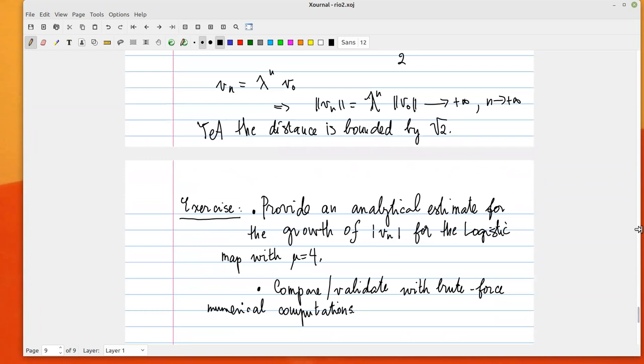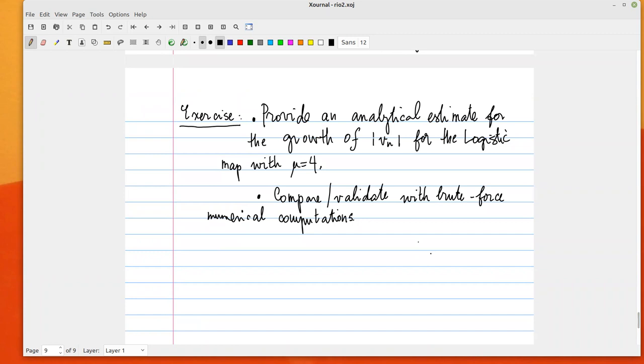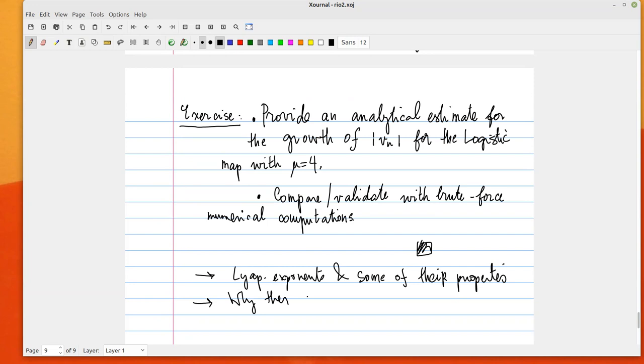And I will stop there. Next time we will talk about Lyapunov exponents and some of their properties, and we will discuss why they are useful in practice. All right, so thank you. I take any question you have.